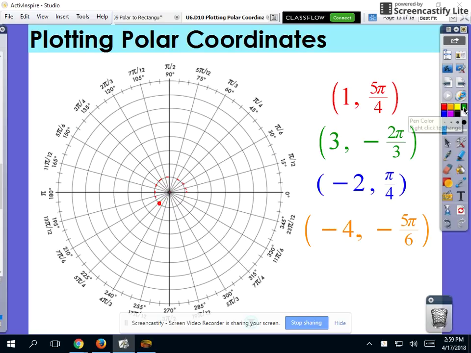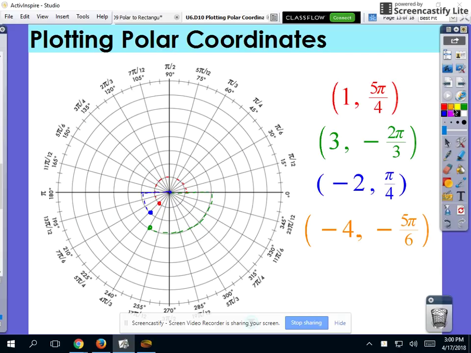For the green one, again, we're going to go out 3, 1, 2, 3, and then we're going to go clockwise, negative 2 pi over 3. So this way until we get here. All right. And we've got a blue one. We're going negative first, so we'll start at the pole. We're going to go out 2, and then we're going to go pi over 4. Which way do we go? We go down because we're going counterclockwise. So we're right here.